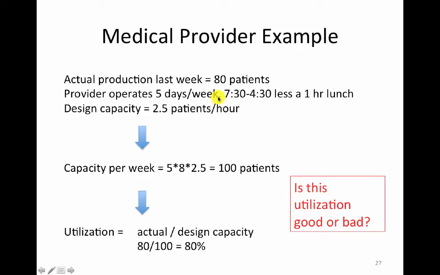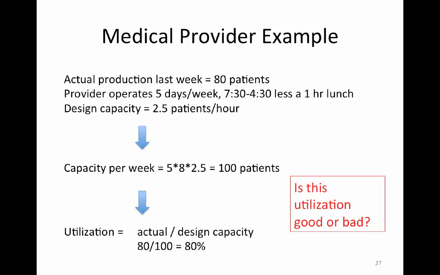But on this given week, we said we saw 80. So this actual was 80. The capacity was 100. This provider only saw 80% of the capacity. So you could argue, is this utilization good or bad? Well, a lot of you may say 80% is really bad. We should be at 100%. Well, 100% can be considered very, very bad.